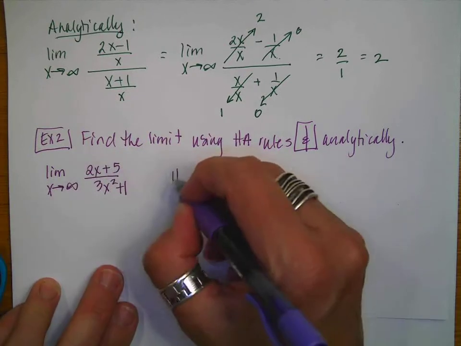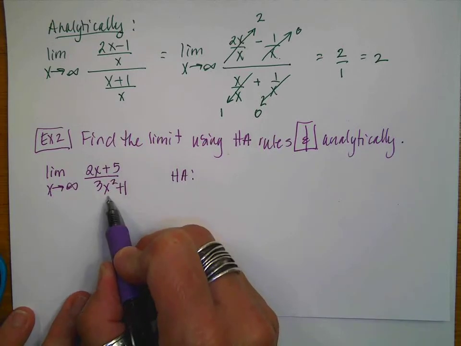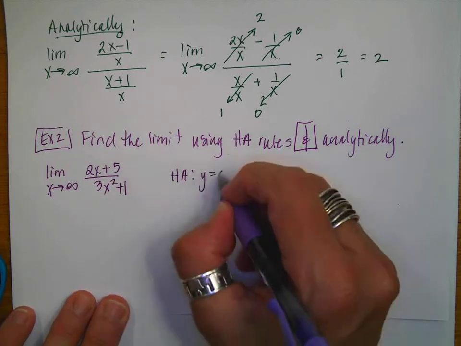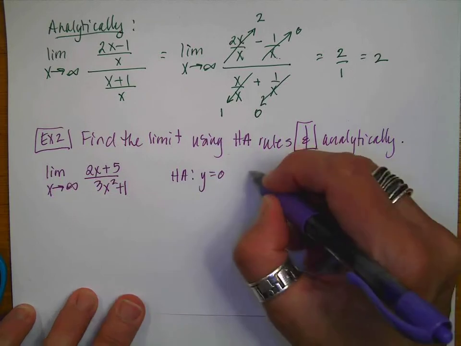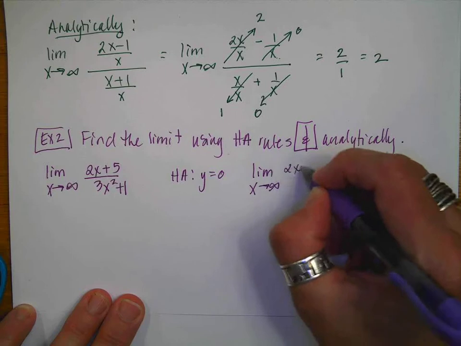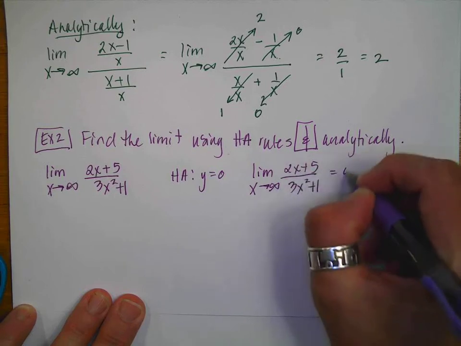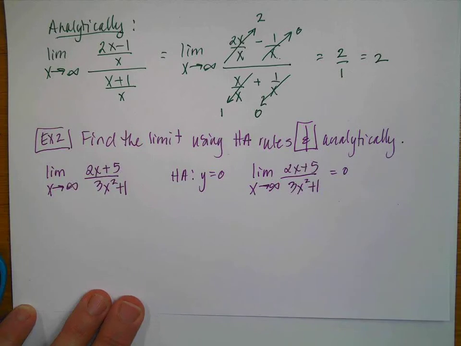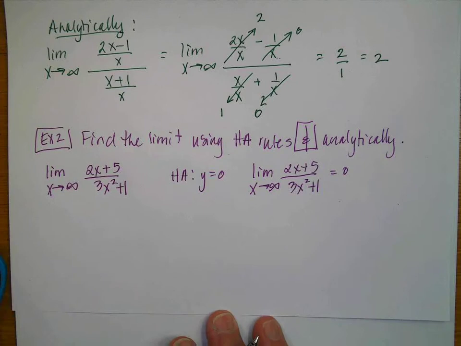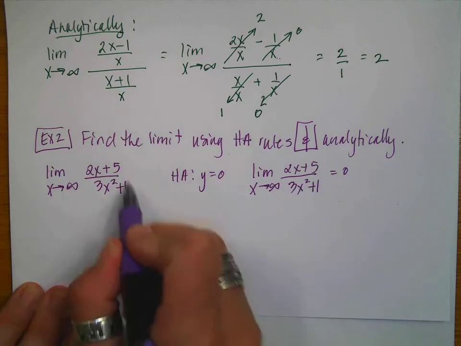plus 1. Well, if I do it using horizontal asymptotes, I notice that the degree is higher in the denominator, so my horizontal asymptote is y equals 0. Therefore, the limit as x approaches infinity of 2x plus 5 over 3x squared plus 1 is going to equal 0. Okay? And you could confirm this graphically. You could put the equations in your grapher and look. Now I want to do it analytically.